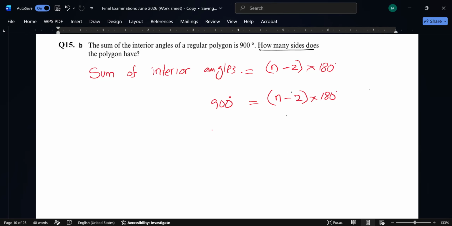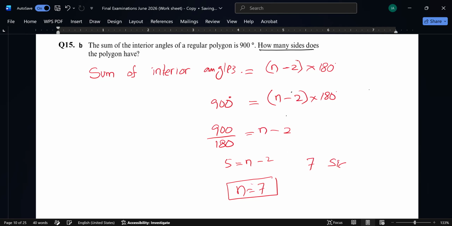So I'm looking for the value of n. So I move 180 here. 180 will divide this. n minus 2 is left. This is 5. So the value of n will be 7. Yeah, n is 7. Very good. Means there were 7 sides in this polygon.